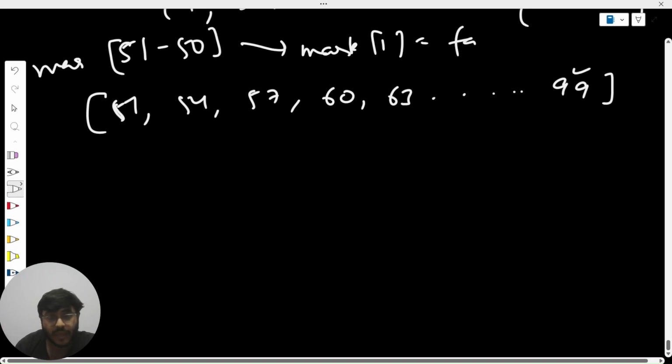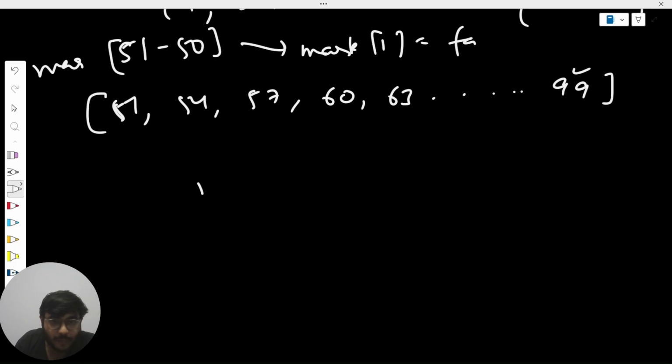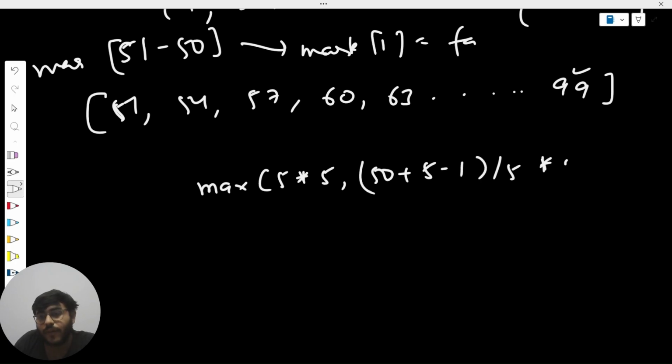Now we have covered 2, 3. Now we go to 5. So now for 5, what do we have? Maximum of 5 into 5, comma, 50 plus 5 minus 1 by 5 into 5. So you can directly see that the first multiple of 5 is actually 50, right? Even if you do this, this is 55 minus 1, which is 54. 54 divided by 5 will give you around 10 only, and 10 into 5 will give only 50. This will give you 50, and this is 25.